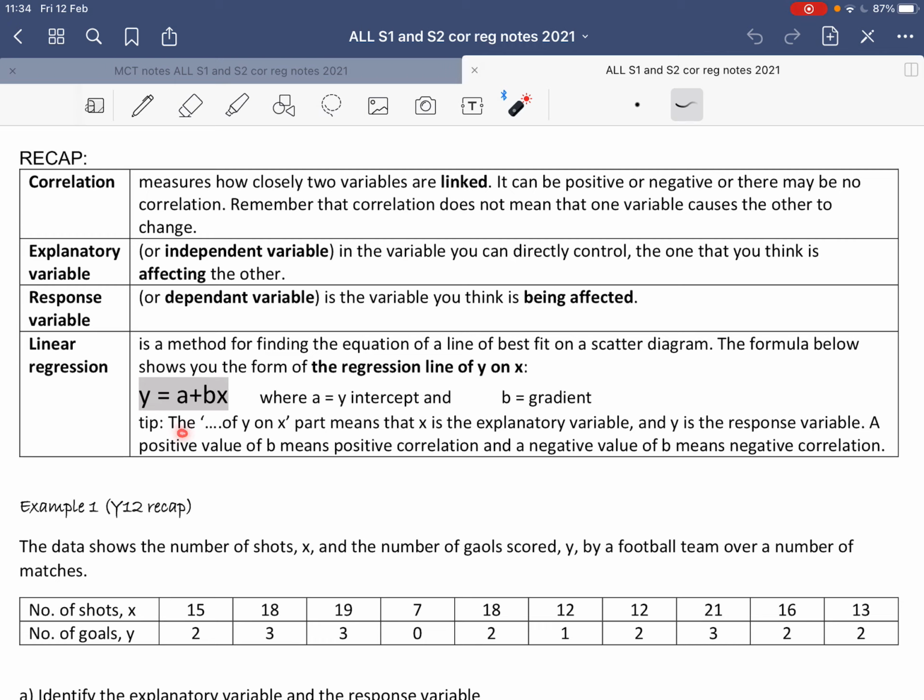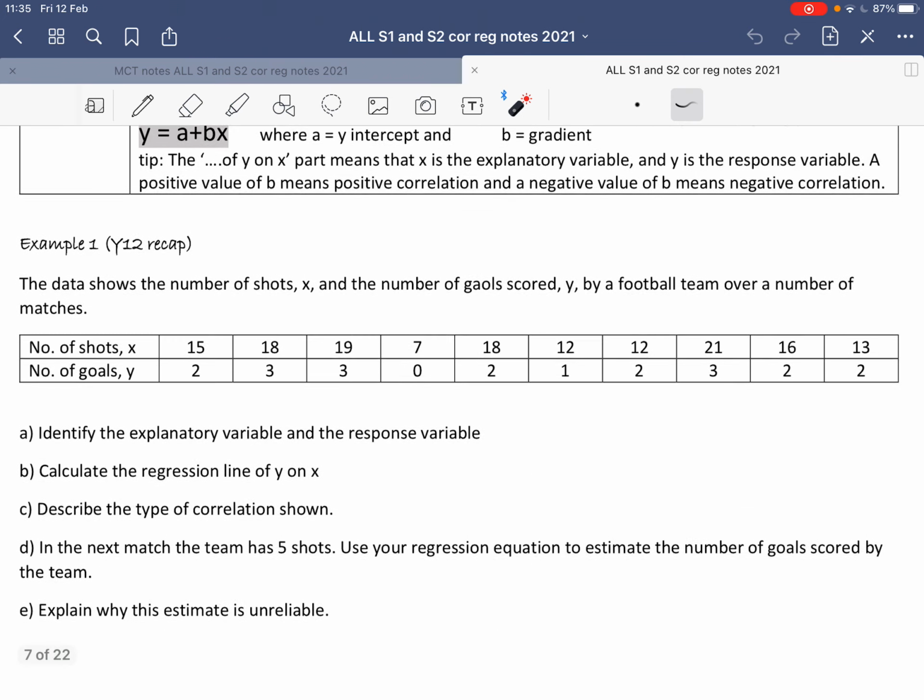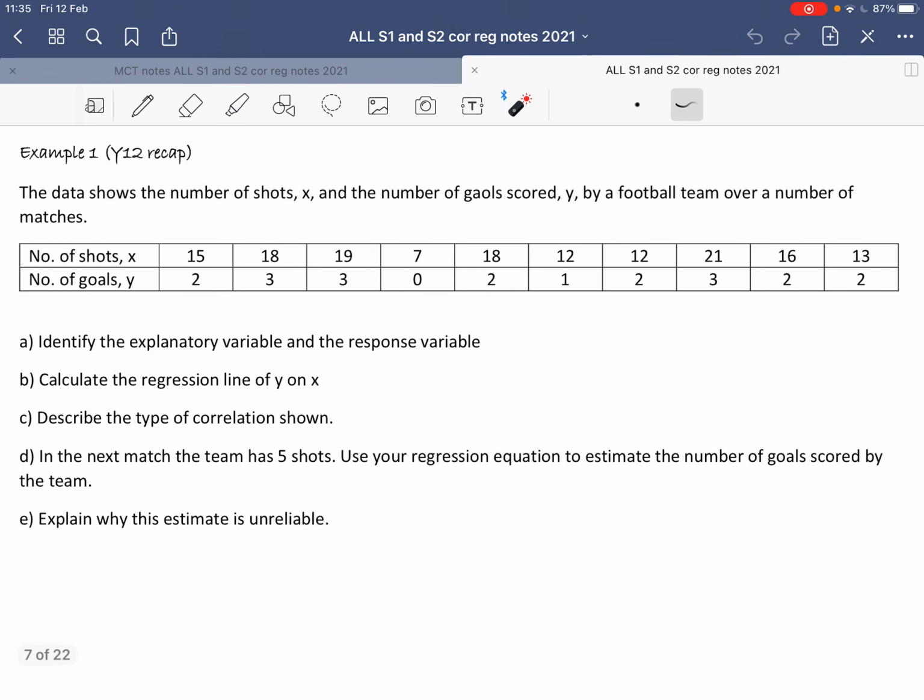Now, a little something here: the regression line of y on x means x is the explanatory variable. That's what we'd expect, and y is the response variable. A positive b, so a positive gradient, would indicate positive correlation, and a negative gradient would indicate negative correlation. So this is what we already know from book 1. So we're going to nip through this question first.